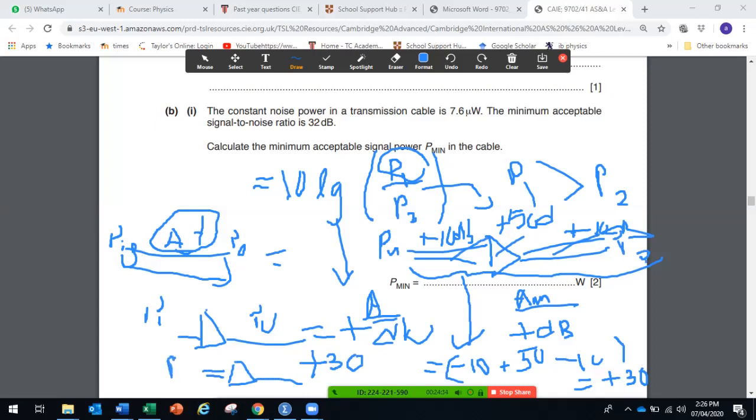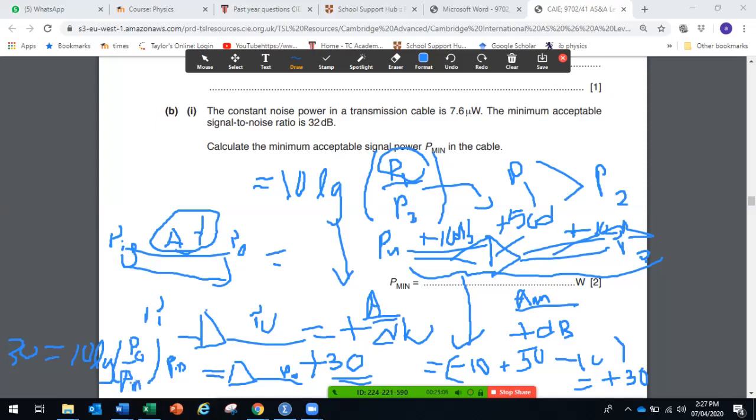Okay, so how do you put into the formula the input and the final output, which gives 30? So you put 30 equals 10 log. On top, you put the output. You put the output on top, because of amplification. The input you must put at the bottom.